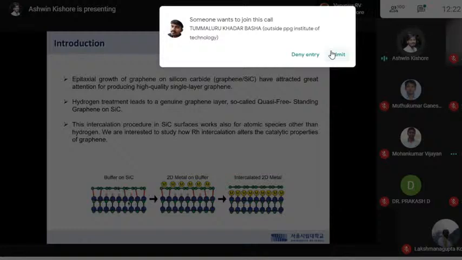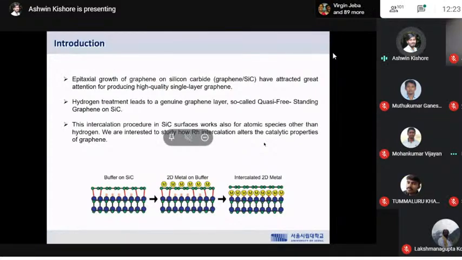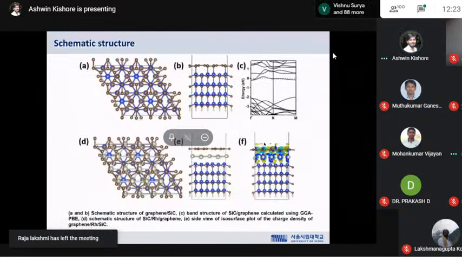So this intercalation procedure will also work for other atomic species. It works for almost all transition metals. When you put the transition metal, it will intercalate between this layer and form a freestanding graphene. So in this study, we want to check how the rhodium intercalation alters the catalytic properties of graphene. So this is a graphene on SiC surface.